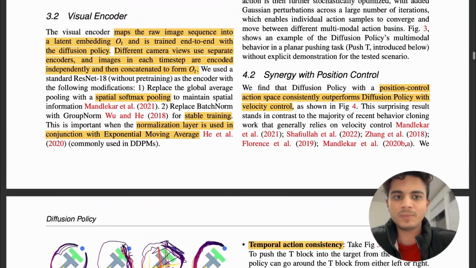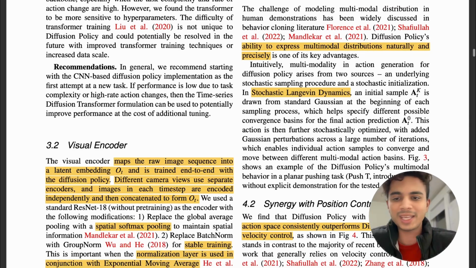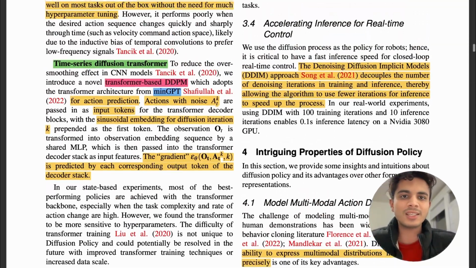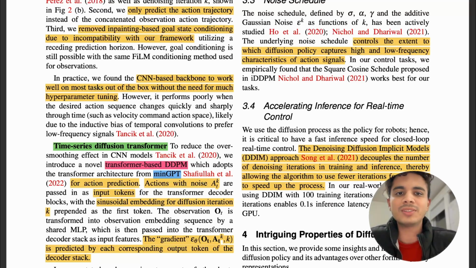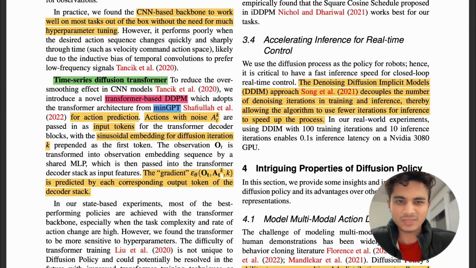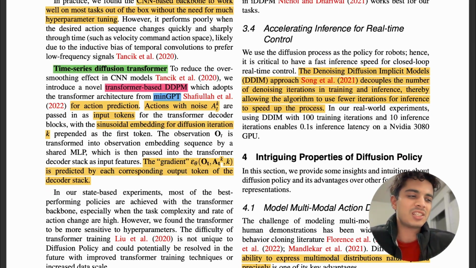used in DDPMs. Fine. So this was the basic CNN architecture in ResNet 18, and there is some noise schedule that I told you has some hyperparameters that we can tune. What it does is it controls the extent to which diffusion policy captures high and low frequency characteristics of action signals. Simple. I don't think this needs any further explanation.